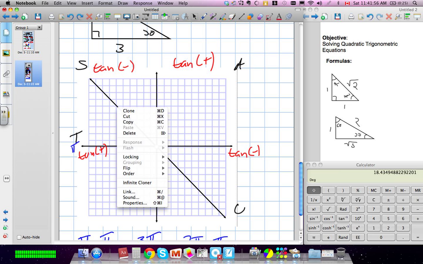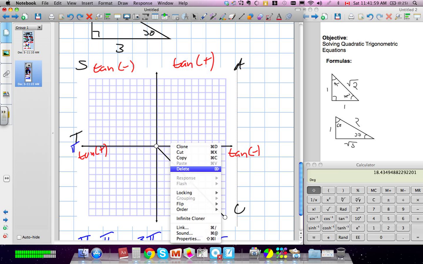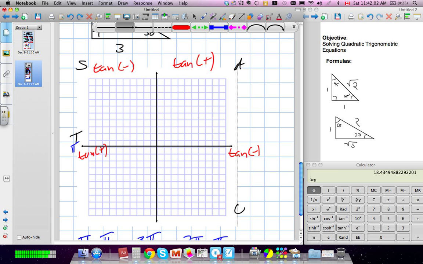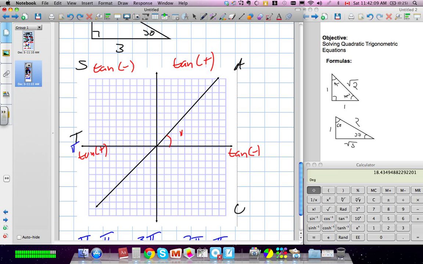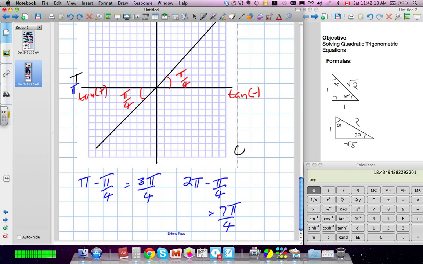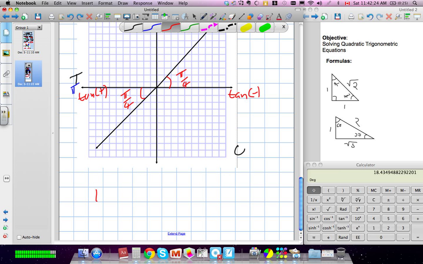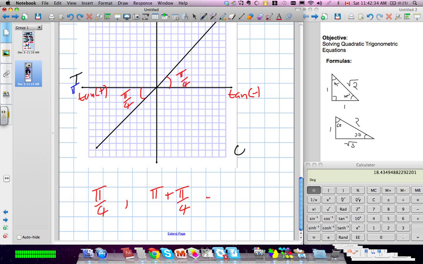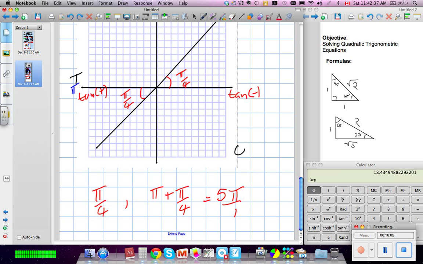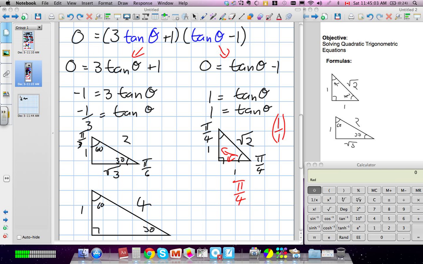Let's get rid of these two lines. And we're looking for here and here, which means we have pi over 4. Strictly, that's one of our answers. And the other option is here, where we add pi over 4 to pi. Yeah, exactly. So we change our math a little. One answer is pi over 4. The other answer is pi plus pi over 4, which is 5 pi over 4. So we have our two answers. Okay. That makes sense. Okay.